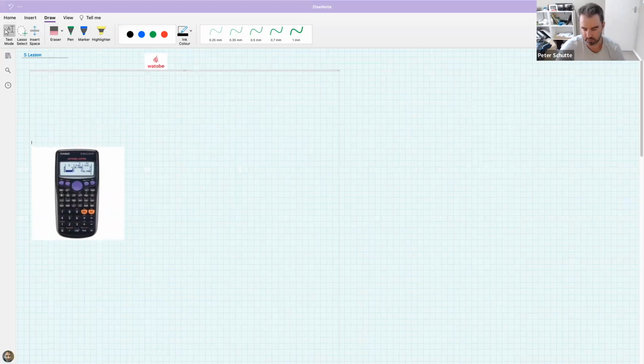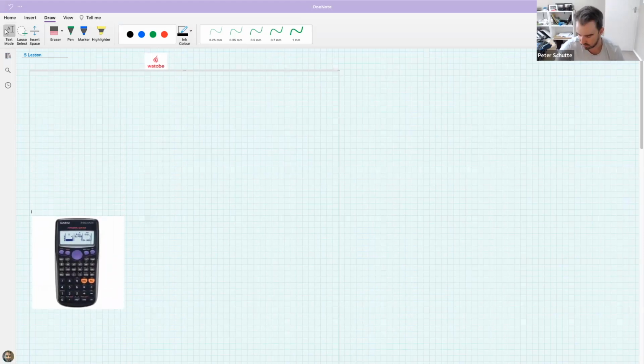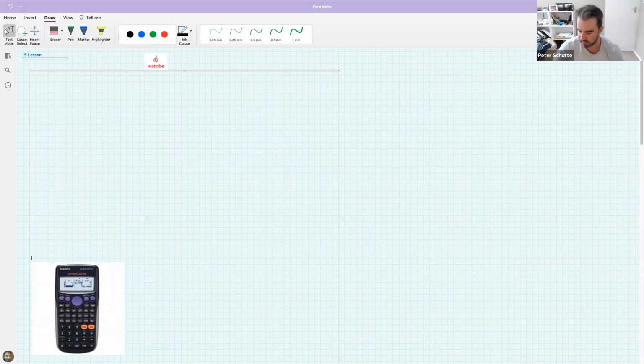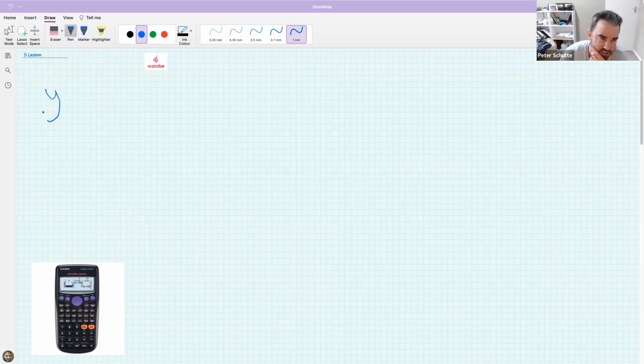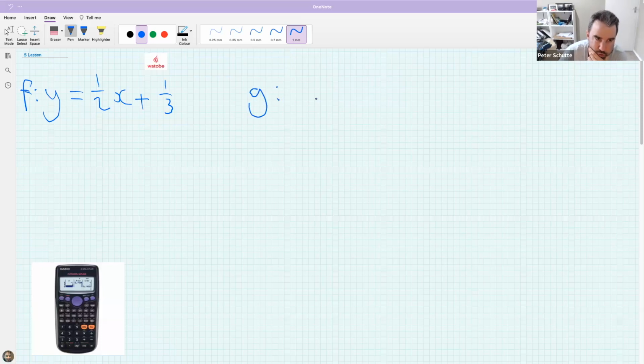So I'm going to make up some questions as if I was the examiner. The first thing in straight line functions is it's in paper 1 and paper 2. And if I said to you, I wanted you to draw for me the graph of a half x plus a third, and in fact, I'm going to call that the function f. And I also want you to draw the graph of g, which is that function.